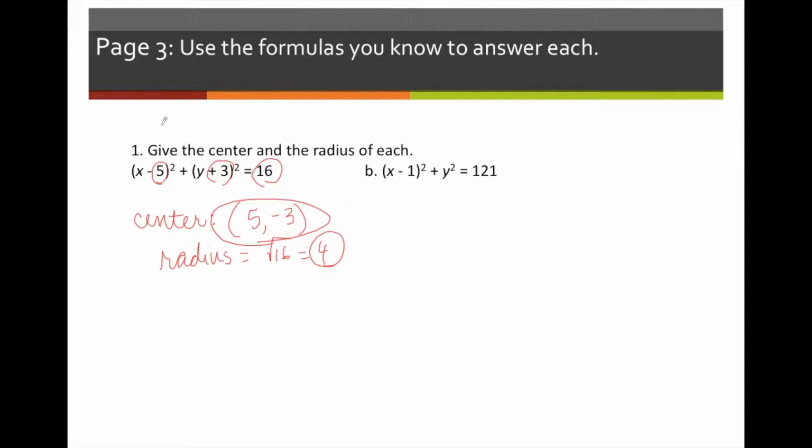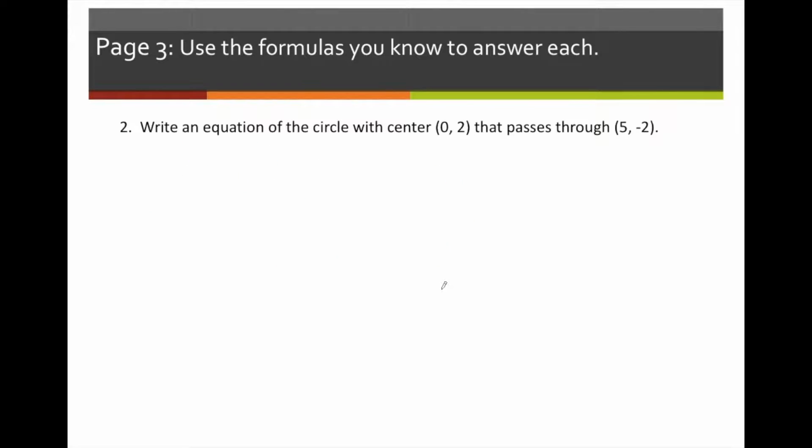So remember that in the formula, it is (x minus h) squared plus (y minus k) squared equals r squared. So that's where I switch the sign there. So here my center is 1, 0, because there's nothing with this, so I know it's 0. And my radius is the square root of 121, which is 11.